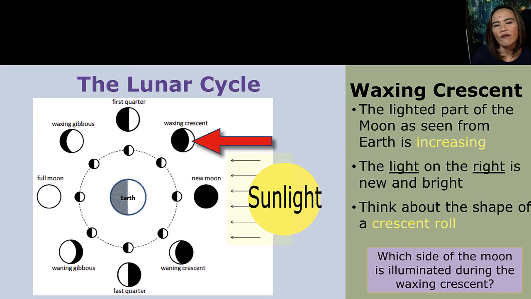Next up, we have waxing crescent. As you can see on the arrow, that's waxing crescent, and the lighted part of the moon as seen from the Earth is increasing. The light on the right is new and bright. Think about the shape of your waxing crescent, kind of like a crescent roll. Now, question is, which side of the moon is lit or illuminated during waxing crescent?